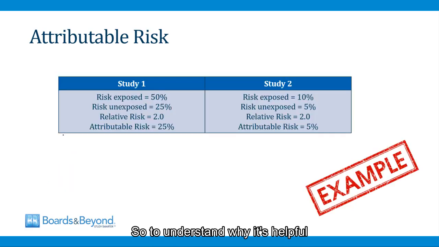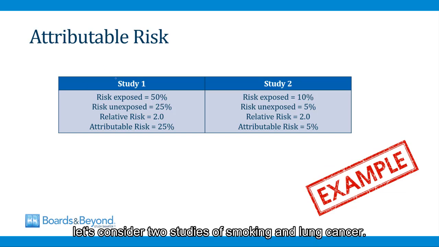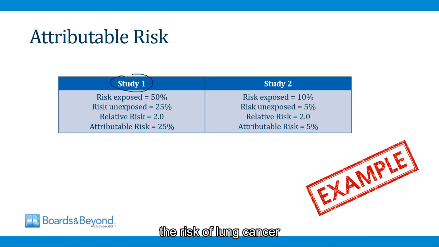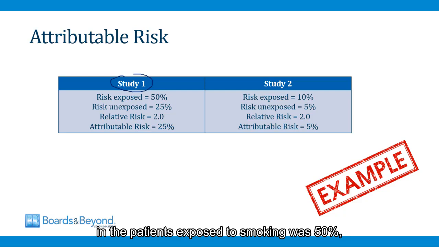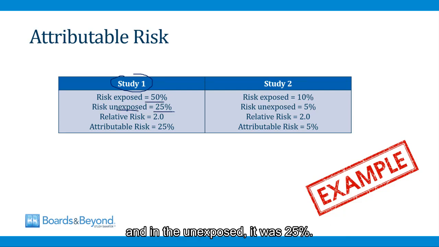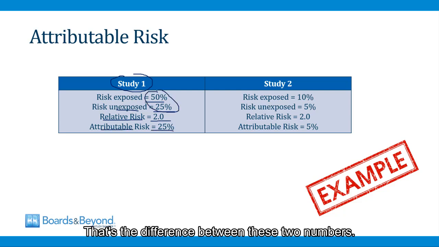So to understand why it's helpful to report an attributable risk, let's consider two studies of smoking and lung cancer. In study number 1, the risk of lung cancer in the patients exposed to smoking was 50%, and in the unexposed it was 25%. This gives us a relative risk of smoking on lung cancer of 2 and an attributable risk of 25%. That's the difference between these two numbers.